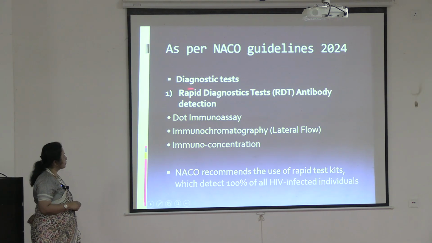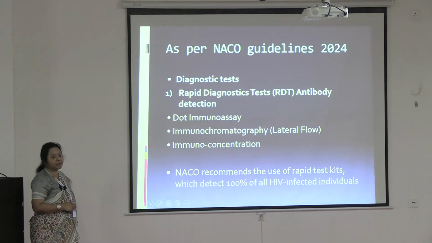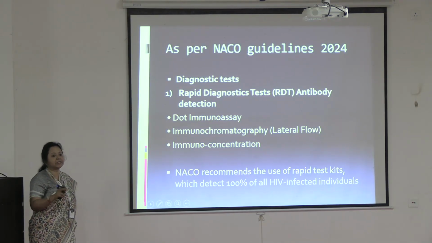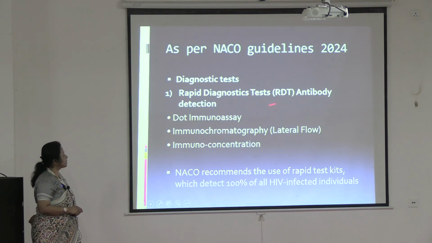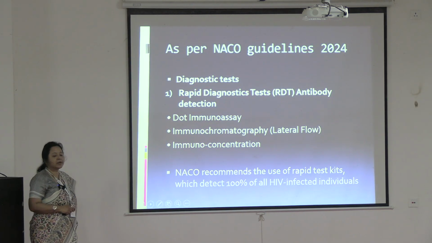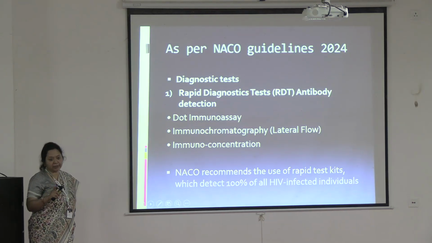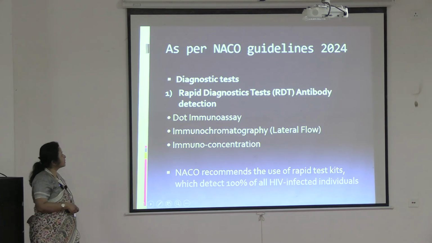For rapid test, we are doing the diagnostic purpose. So for finding out whether a patient is HIV positive or not, we have to do a few tests. In this we have rapid diagnostic test that is done for the antibody detection. You can do two things, either the antibody detection or the antigen detection or the viral detection, right? For the antibody detection, you need to do this rapid test.